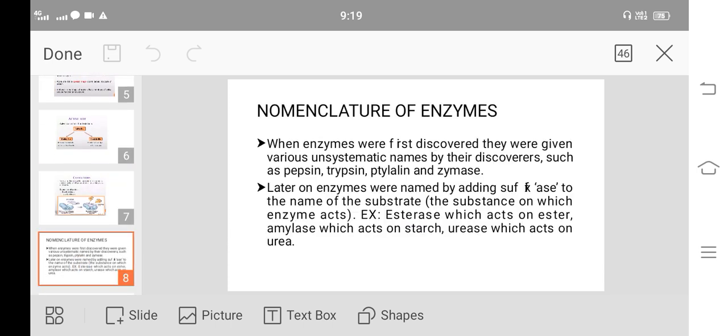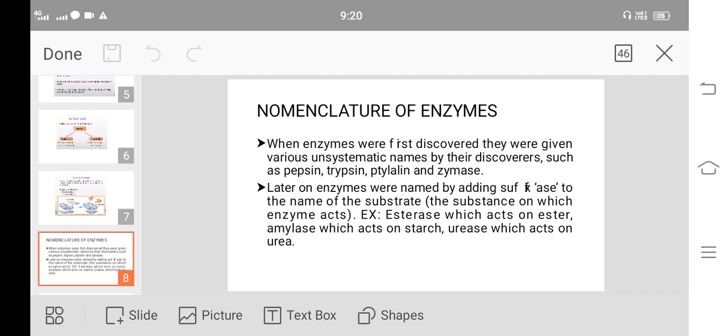What is the nomenclature of enzymes? When enzymes were first discovered, they were given various unsystematic names by their discoverers, such as pepsin, trypsin, ptyalin, zymase. Pepsin and trypsin are proteolytic enzymes. Enzymes are also named based on the substance on which the enzyme acts, like esterase, which acts on the ester of the substrate molecule.